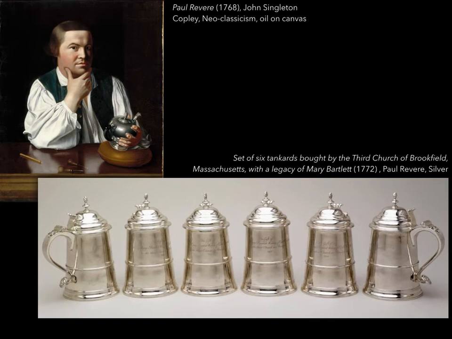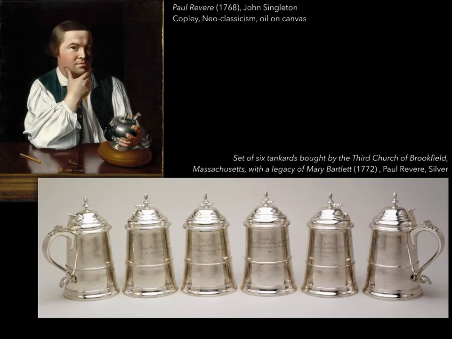Churches in particular served as major patrons of colonial silversmiths, and silver was not just more valuable as a material than pewter or whatever else you would use to create utensils and things like that. It was also something that required a high level of artisanal skill and labor. And here you can see this set of six tankards bought by the Third Church of Brookfield, Massachusetts, with funds provided in the will of one of the members of the church. And these kinds of gifts had been common practice since the earliest years of colonial settlement.